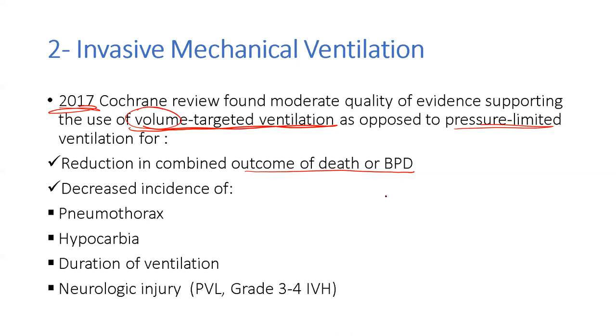We said the only exception is when you have a big leak that you cannot fix by changing the tube, or you don't want to re-traumatize the baby. If you have more than 60% volume leak, then you rather switch from volume to pressure limit. That's the exception. Otherwise, always use volume target ventilation. Why? Because you reduce risk: less barotrauma, less likely to have pneumothorax, less likely to have hypocarbia, less duration of ventilation, and less likely to have severe IVH, grade 3 or 4.